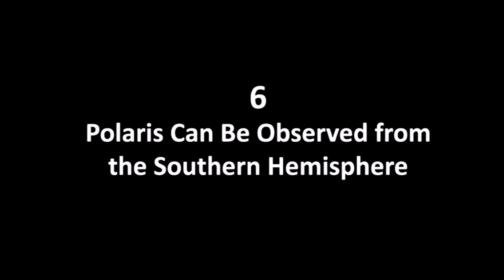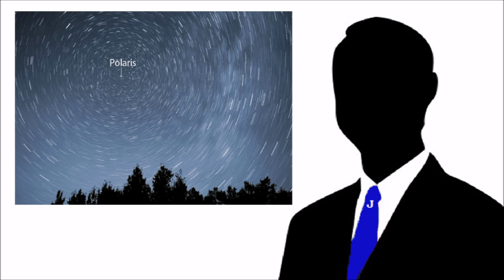Number 6. Polaris can be observed from the Southern Hemisphere. There are a lot of misconceptions about the constellations and position of the stars in regards to the flat Earth. This leaves many flat earthers claiming that stars such as Polaris, also known as the North Star, can be visible from the Southern Hemisphere.